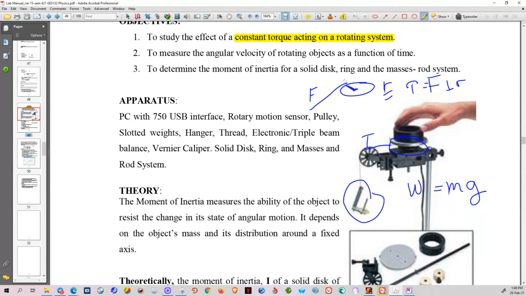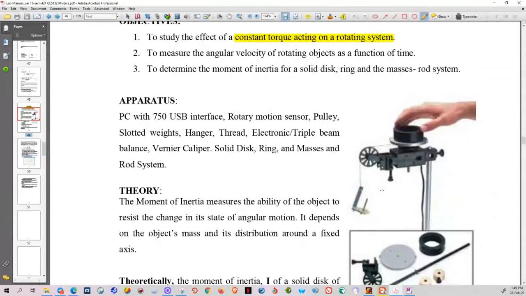Now, let me just clean up. The rotating systems that we are going to use are 3 different shapes. Why do we want to use 3 different shapes? We will study the effect of the torque on the different shapes. What are the shapes that we are going to consider? First, a solid disc. This one here. This is our solid disc.